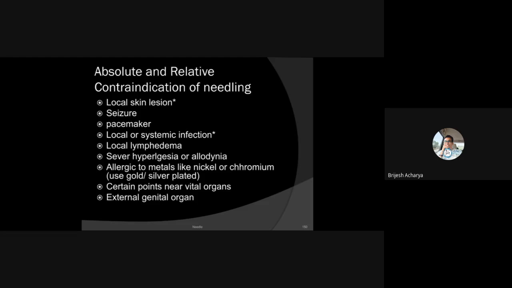For example, post-herpetic neuralgia you can treat, but if the herpes infection is present, you should avoid it. If the patient has seizures, on anti-epileptic drugs, you should avoid it because any tight contraction of the muscle may break the needle inside the muscle. Pacemaker, yes, we should avoid it because it may alter the activity of the pacemaker. Any local and systemic infection should be avoided. Lymphedema, you should avoid. If the patient has allodynia, you should avoid giving needles. Any points near vital organs, you should be careful, like near the trapezius, the patient may have a pneumothorax if it is not inserted properly, and the external genital organs, of course.